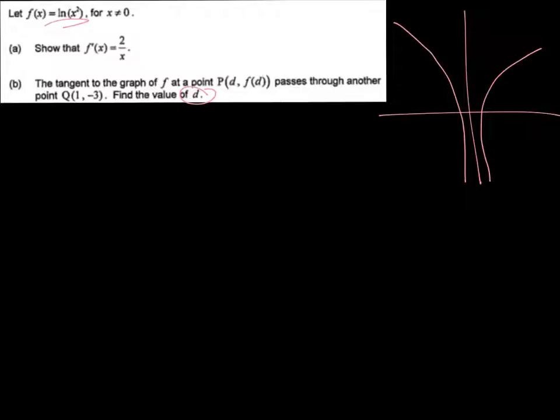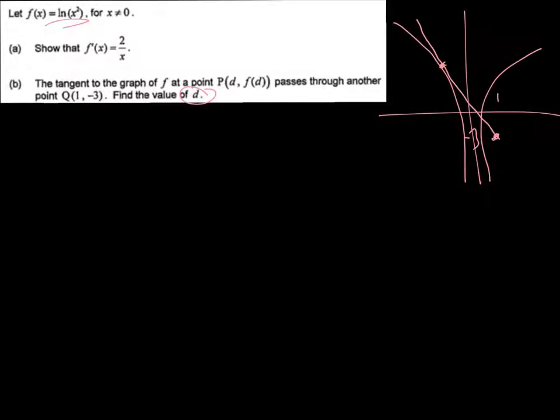So what this is saying is the tangent to the graph of f at some point P passes through another point. So Q, 1 negative 3, is down here somewhere. So in essence we can see that over here there will be a tangent at some point up here, such that if we extend that tangent it would also go through this point here at 1 negative 3. So what we've got to try and do then is find the value of d, which is the x-coordinate at this point here.